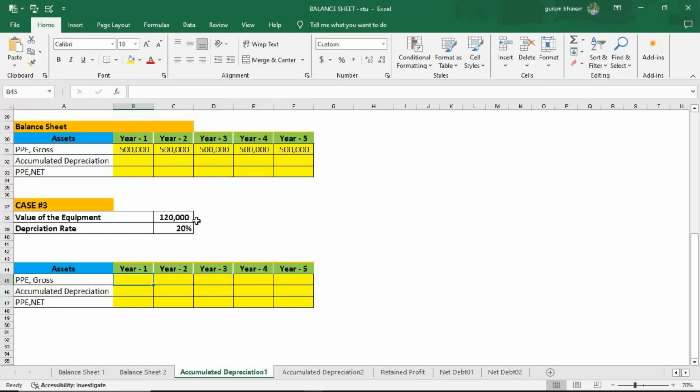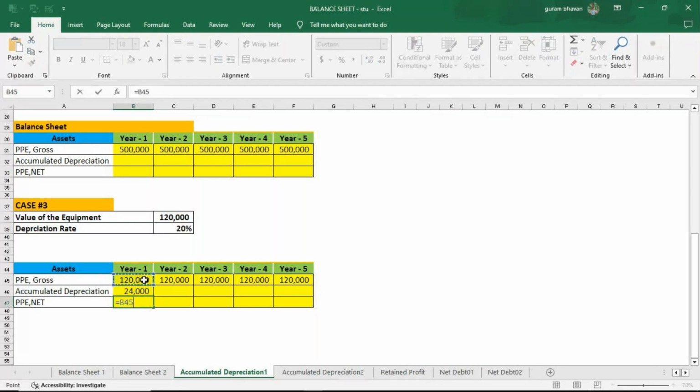So accumulated depreciation. Here the depreciation rate is given as 20 percent. So how to do it? PPE gross is going to remain the same for every year, that is 1,20,000. I'll take it as equals previous year value and drag it. Now calculate the accumulated depreciation. For the first year, equals first year into 20%. Instead of taking the value, I am taking it as this equals.